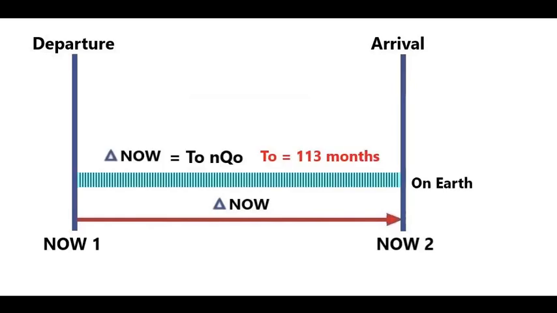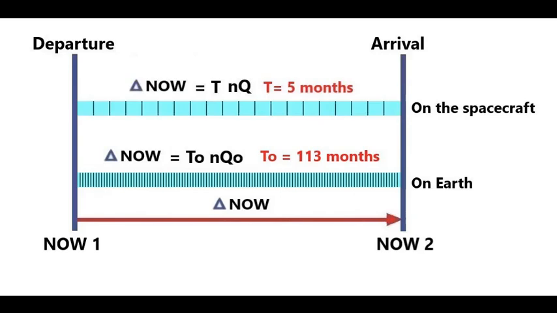For the twin on Earth, its delta now was t0 times nq0, being n the number of Planck times contained in 1 reference month on Earth. From departure to arrival his reference time was 113 months, or 9 years and 5 months. For the twin on the spacecraft, its delta now was t times n on q, which is the months in the spacecraft. From departure to arrival, his time was 5 months. For the twin on Earth, t0 was 113, and q0 was 1 reference month.